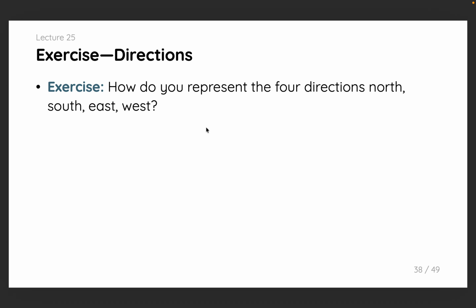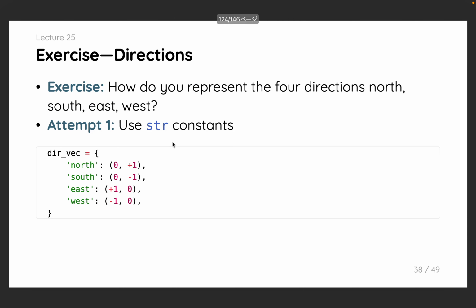To motivate enums, we're going to have this motivating problem. How do you represent the 4 directions, north, south, east, and west, inside a Python program? Now, how you would normally do it is probably something like this. You have a dictionary that maps strings to tuples. For example, north maps to 0, +1. South is 0, -1. This is x and y coordinates. East is +1, 0. West is -1, 0.